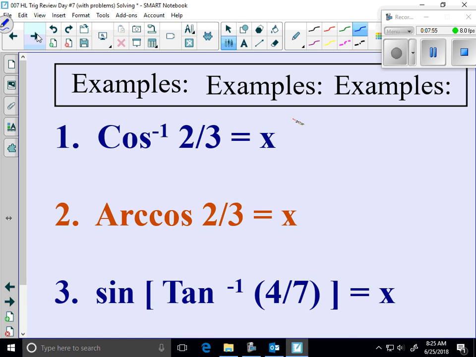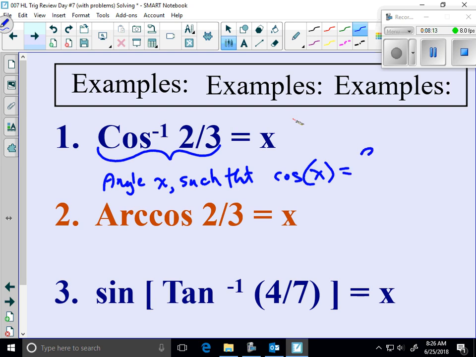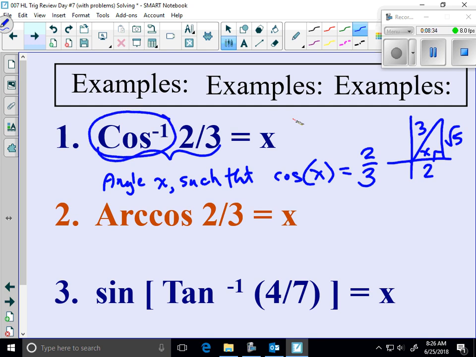So what does this mean? What this means is find an angle x such that the cosine of that angle equals 2/3. So I don't know exactly what that angle would be, but I do know this, that this angle x would yield me this triangle, where I'd have a square root of 5 right there. Now if you see this notation with inverse cosine, that's assuming degrees. So your angle would be given in degrees.